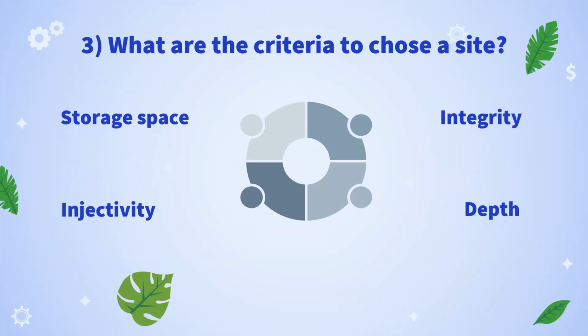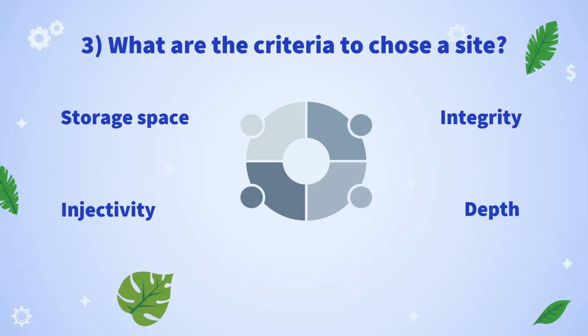Second is the injectivity. So how fast can we inject the carbon into the porous rocks? Third, and one of the most important ones, is the integrity. This field is very heavily regularized, and there's a lot of laws that are surrounding it, because any accident of leaks would be a major issue. So integrity basically consists of the sites having many protective layers. And lastly, depth. It's there in order to keep our carbon in the supercritical fluid state.